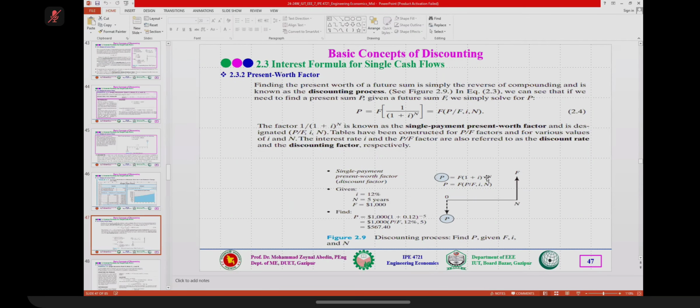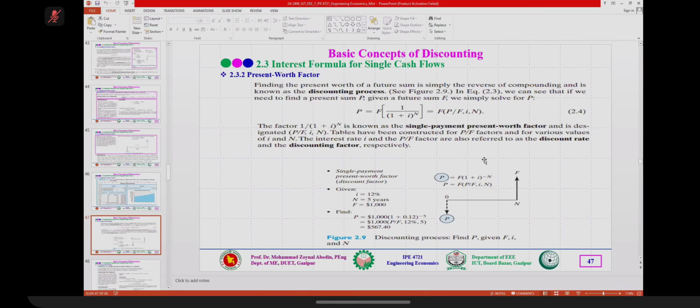Okay, now let's talk about the present worth factor. Previously, I talked about the future value. Now it is the present worth factor. Finding the present worth of a future sum is simply the reverse of compounding. It's known as discounting. If you want to calculate the present value, the future value will be given, but you have to find the present value. This is discounting. Previously, the present value was given and we had to find the future value. This is compounding.